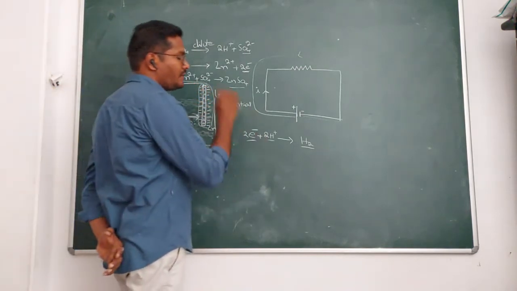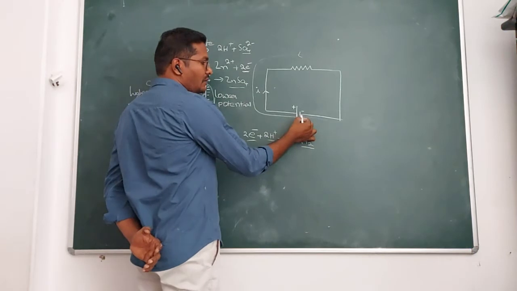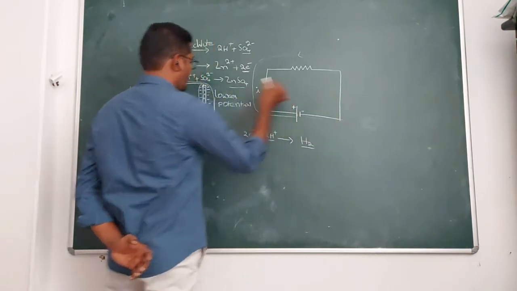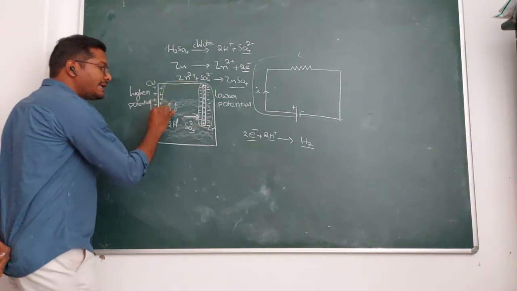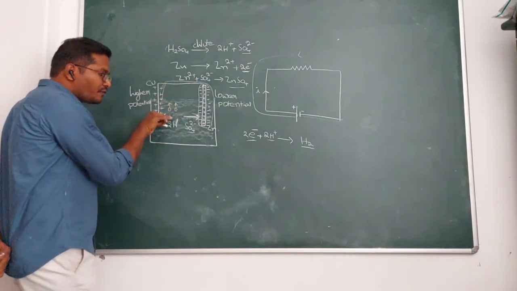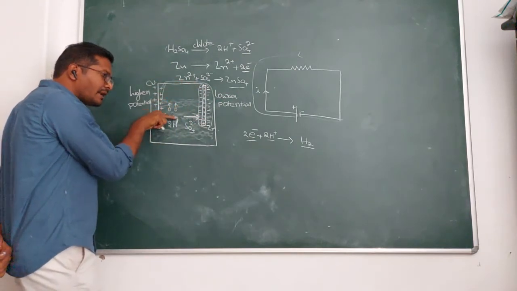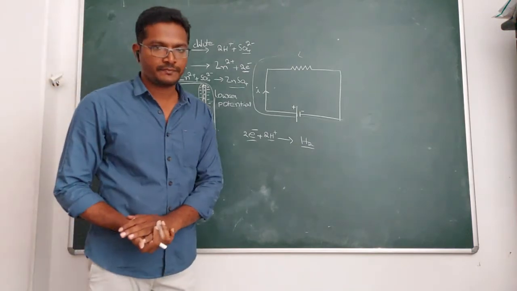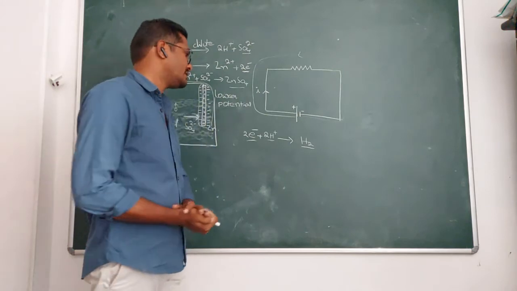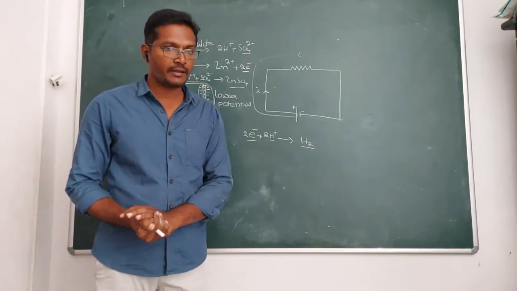You can compare this with this one. Outside, negatives are moving from lower to higher. And inside the battery, SO4 2 minus is moving from higher to lower. So this is the direction of the charges. This is how the charges are flowing in a battery.